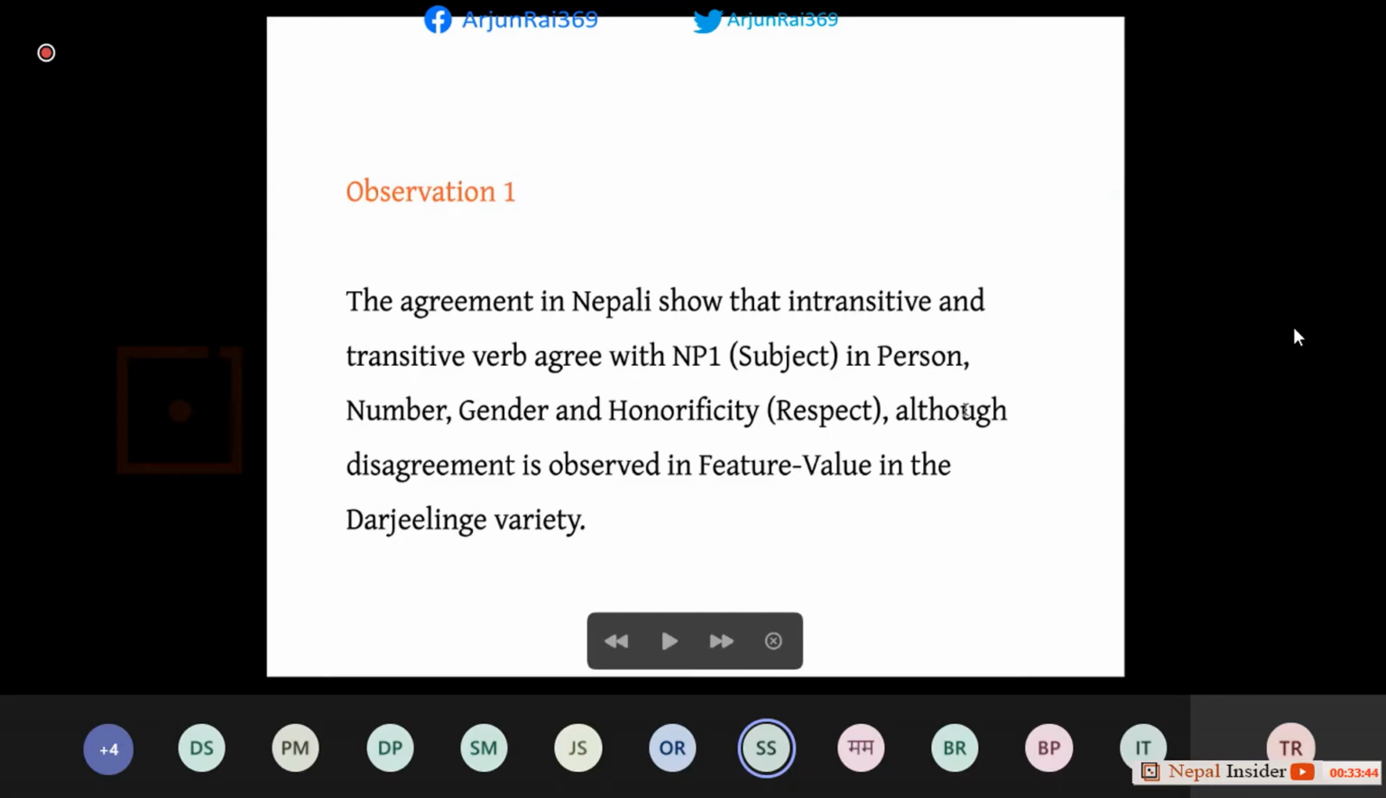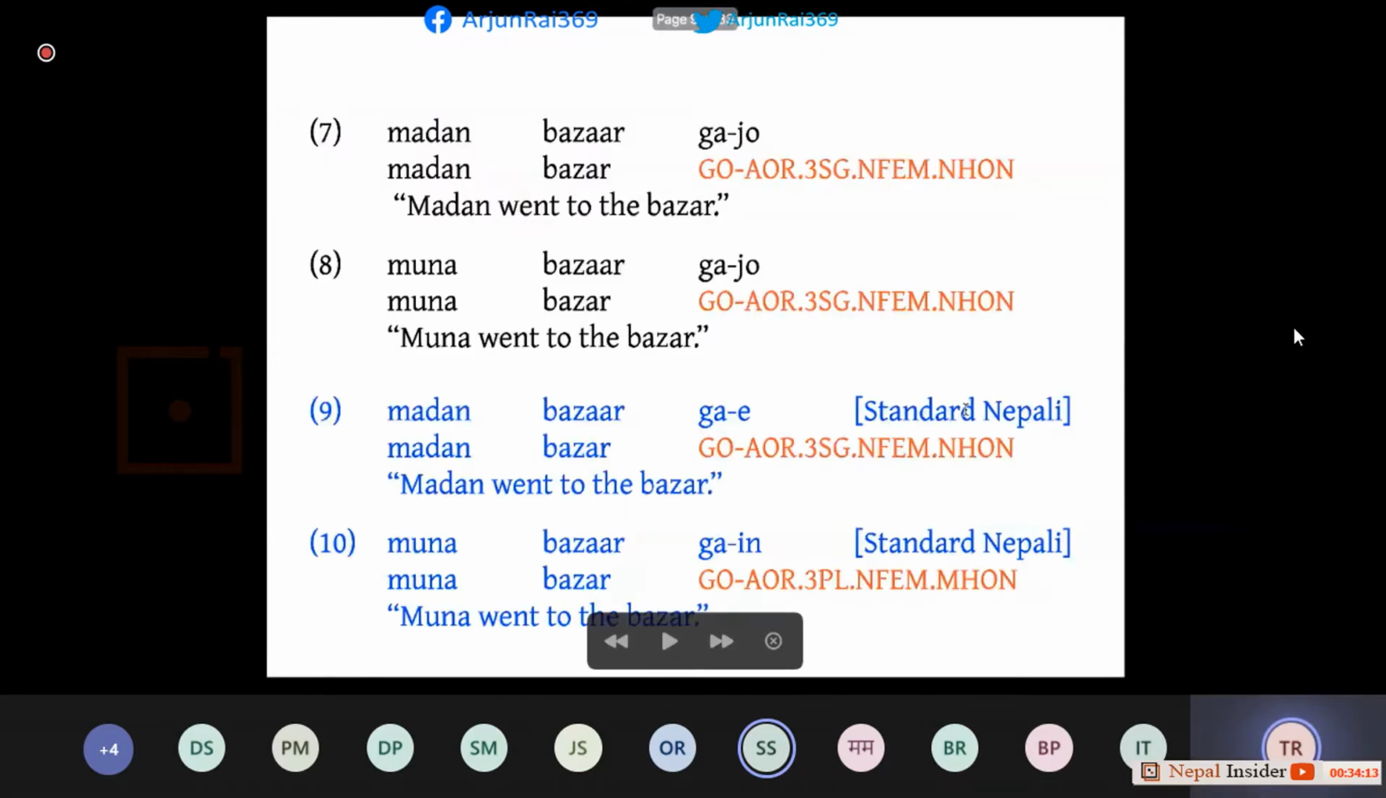Although, if you look into the data from Darjeeling Nepali, particularly in the work of Dahal, Kharel, and more so in the work by Niraula, 2015, as well as his later work, we find there is a disagreement in feature value in the Darjeeling variety, which makes us different, which makes us also an element of laughter in many places because the variety is totally distinct from the other varieties. If you look at this data, number 7, Madan Bazar gayo, it's fine.